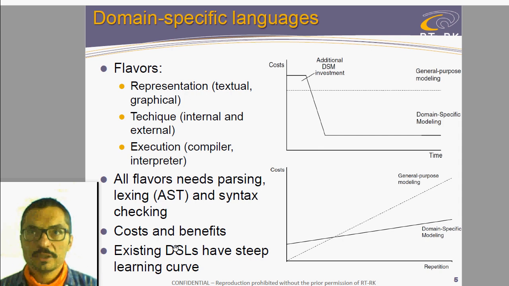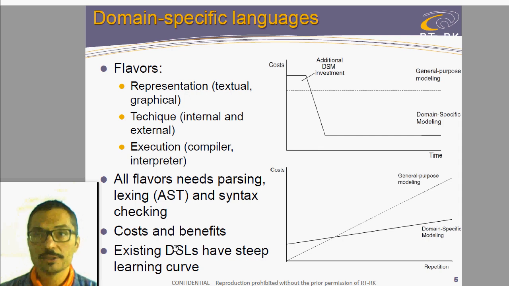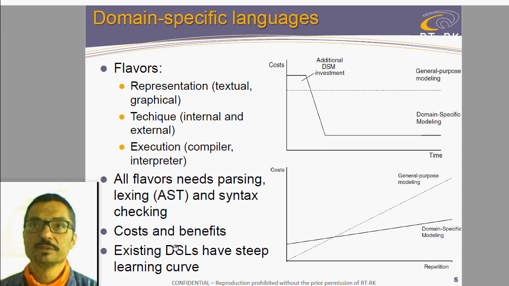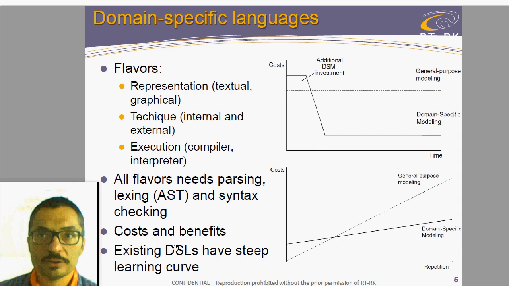Another slide on domain-specific languages. DSLs have different flavors. On the representation level, there are textual and graphical DSLs. On the technical level, we have internal DSLs as well as external ones. Sometimes internal DSLs are considered a set of libraries or APIs, not even considered a domain-specific language, whereas the external DSL is a completely new language.